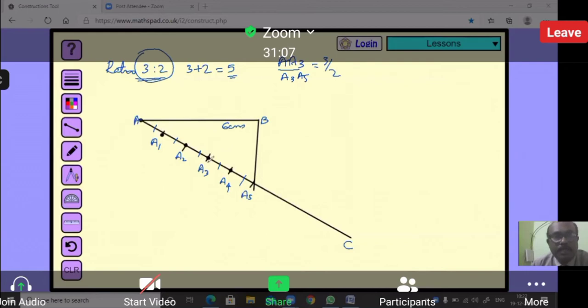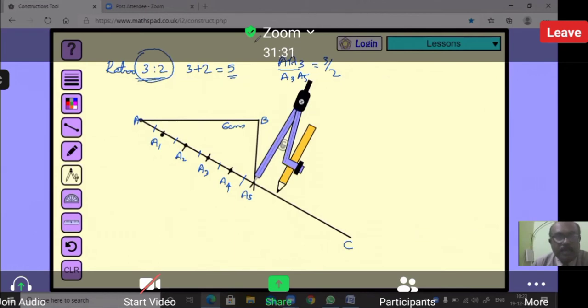So what we need to do is draw a line parallel to A5B through the point A3. So how will you draw a line parallel to a given line using a compass? Let's see. Pay attention here. Take your compass, keep it at A5 where we have the line.